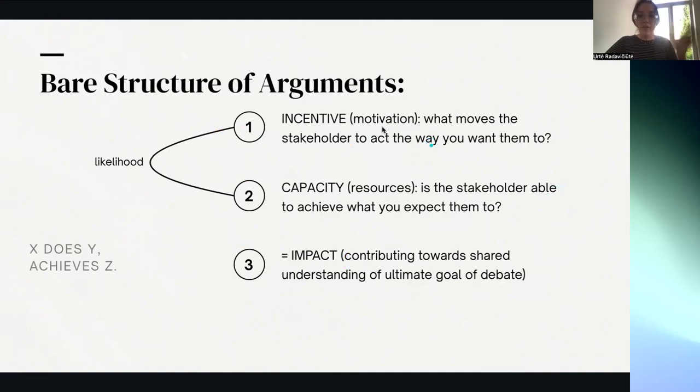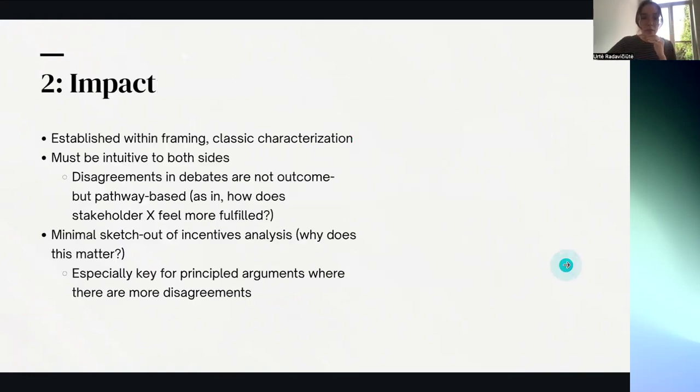Now, for every argument, there are 3 parts. So likelihood actually consists of these 2 subparts, which is 1, a stakeholder's incentives, that is to say, the motivation that they have to actually do something. What moves the stakeholder to act the way that you want them to? And the second subcategory is capacity, as in resources. Is the stakeholder able to achieve what you expect them to? And given the likelihood, then we can actually achieve the impact, which is something that contributes towards the shared understanding of what the ultimate goal of the debate is.